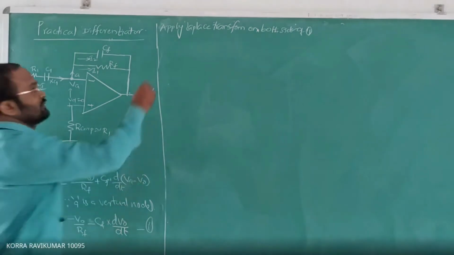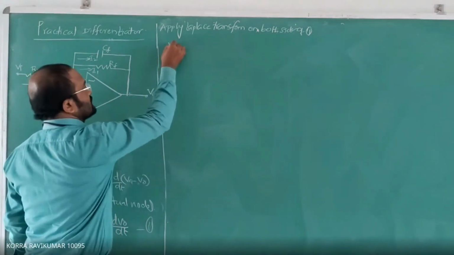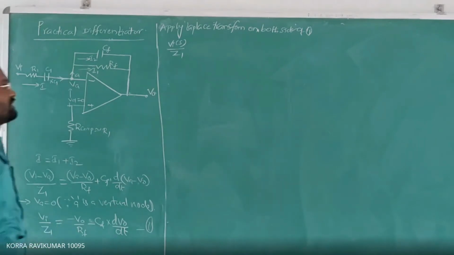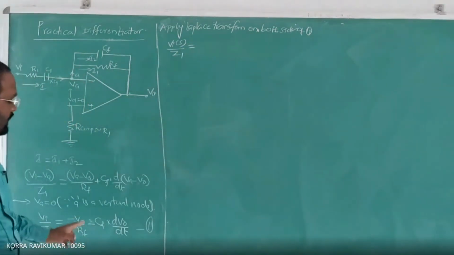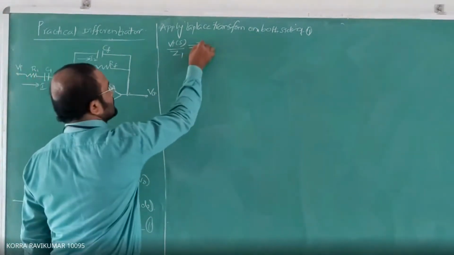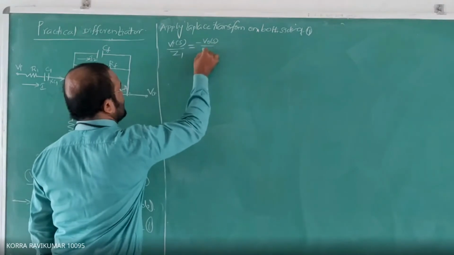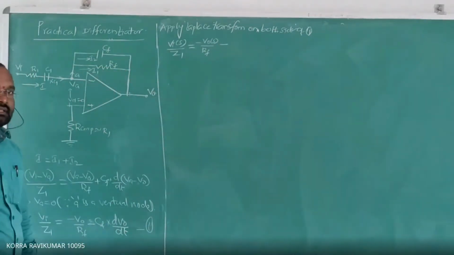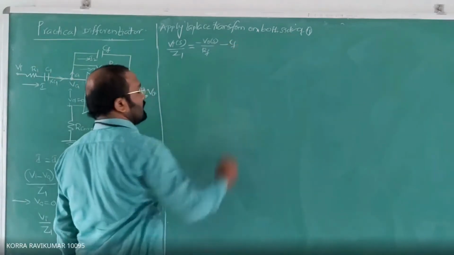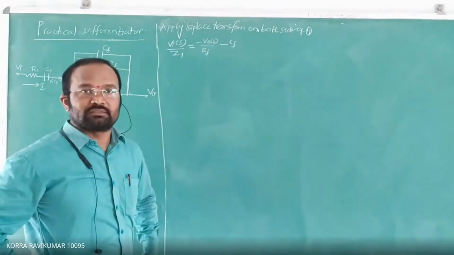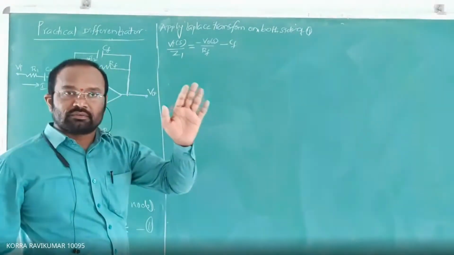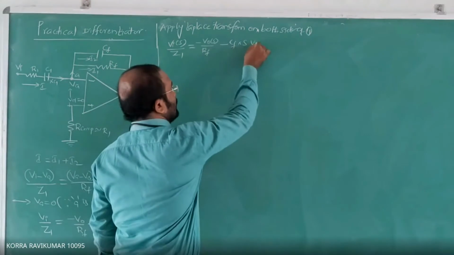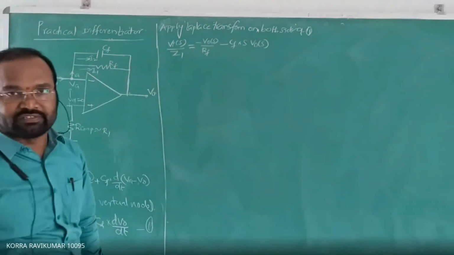Then the expression becomes the Laplace transform of Vi of t is equal to Vi of s by Z1, which is equal to the Laplace transform of V naught of t, which is equal to minus V naught of s divided by RF minus CF into, as I just explained in the previous topic, the Laplace transform of d by dt of V naught of t is equal to s into V naught of s. That is the equation from the Laplace transform.